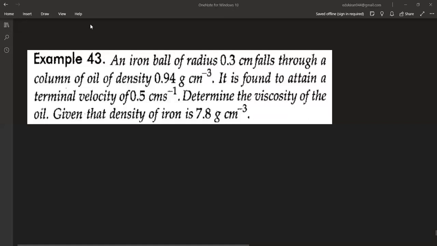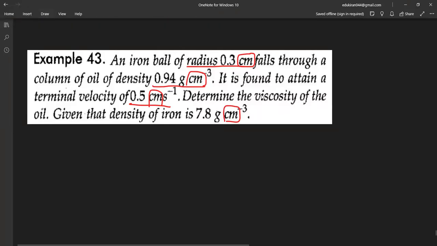See, this says that an iron ball of radius 0.3 centimeters falls through a column of oil of density 0.9 gram per centimeter cube. It is found to attain a terminal velocity of 0.5 centimeters per second. See, this is given in the CGS unit, centimeter. Here you have centimeter, here you have centimeter, so no need to convert it.